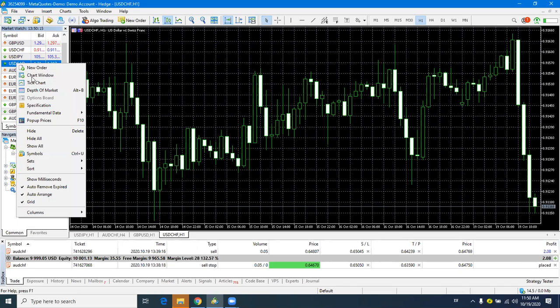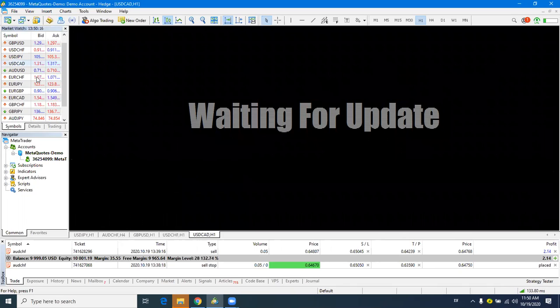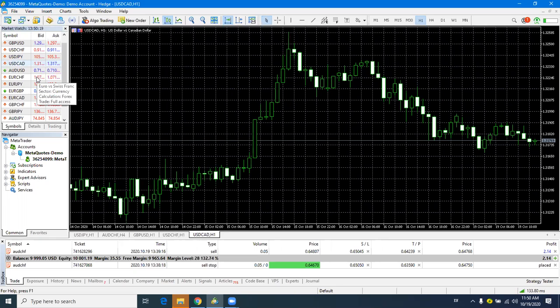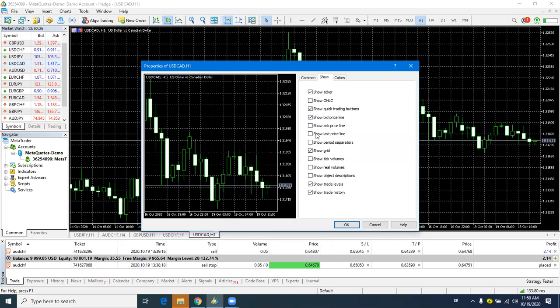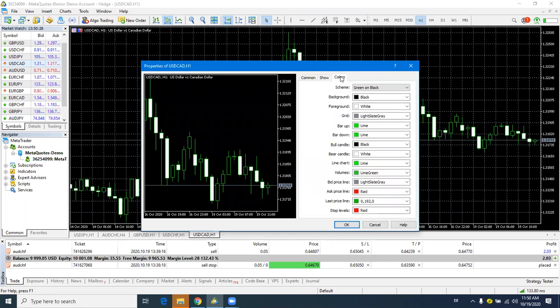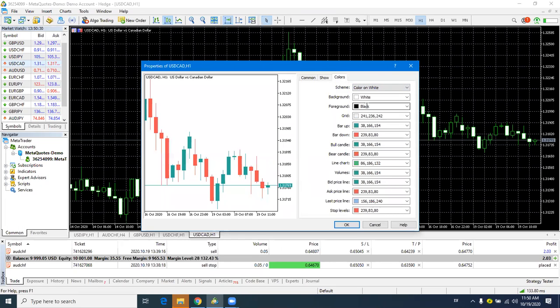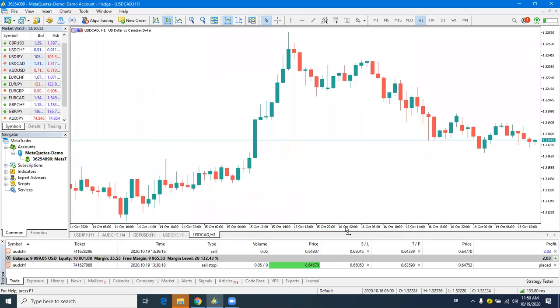I'm trying to look for a good market that we can analyze for an uptrend. Okay, let us analyze this one for an uptrend. Show grid, colors, color on white. Okay. So the market has done this.